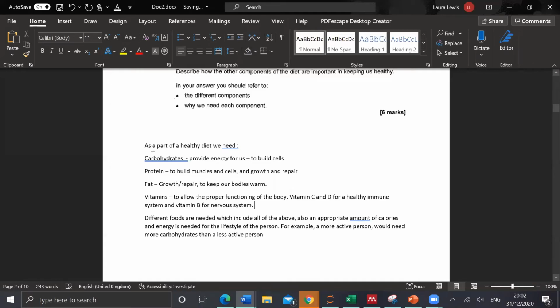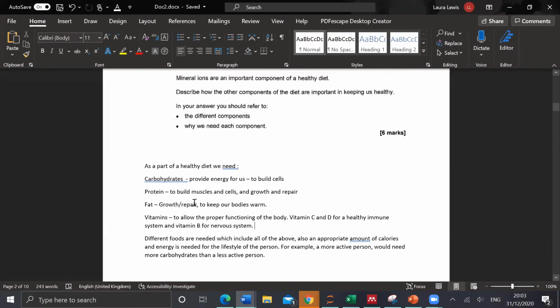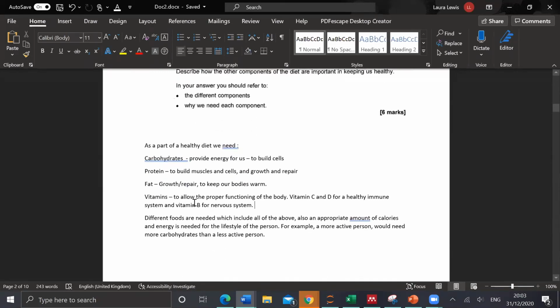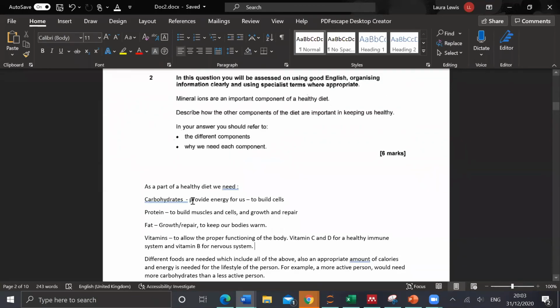So as part of a healthy diet, we need carbohydrates to provide energy for us and to build cells, protein to build muscles and cells and growth and repair, fat for growth and repair and to keep our bodies warm, vitamins to allow proper functioning of the body, vitamin C and D for a healthy immune system, and vitamin B for nervous system. Different foods are needed to include all the above, using an appropriate amount of calories and energy for the lifestyle of the person. For example, a more active person would need more carbohydrates than a less active person. Okay, so always remember in 6-mark questions to always read back, make sure you've answered it. Different components, yeah, I've done that, and why we need each component exactly.